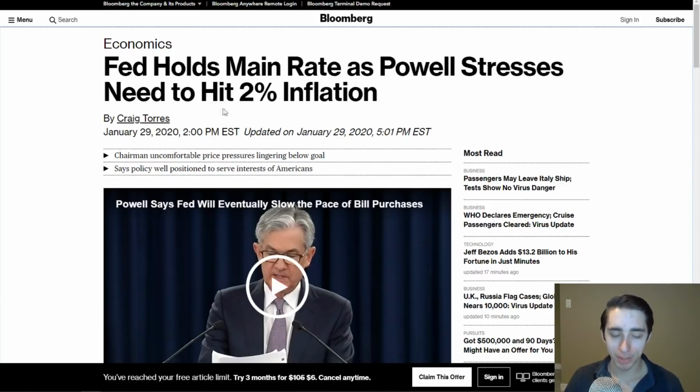And as Powell tends to always hit, as many Fed chairmen have hit in the past, they've stressed the need to hit 2% inflation. This is supposedly the sweet spot that the Fed always aims for. And they're basically looking for 2% annually in the CPI, the Consumer Price Index, which is a basket of representation of the cost of everyday living for people across the United States.